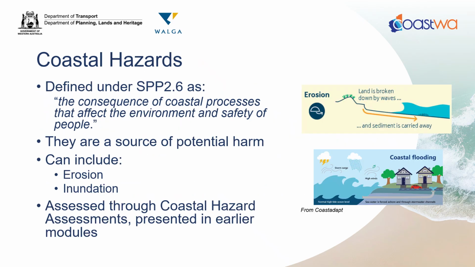Well, coastal hazards are defined under SPP 2.6 as the consequence of coastal processes that affect the environment and safety of people. They're a source of potential harm and largely include coastal erosion, so the loss of land due to coastal processes, or inundation, which is the coastal flooding due to elevated water levels. These are assessed through coastal hazard assessments, and these have been presented in earlier modules. So if you need any background to those coastal processes, coastal hazards, and coastal hazard assessments, I'd refer you back to those previous modules which were presented.